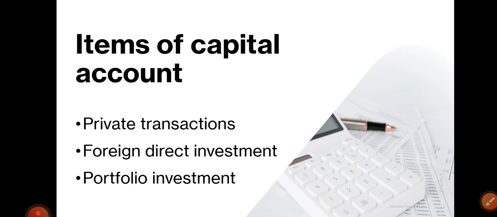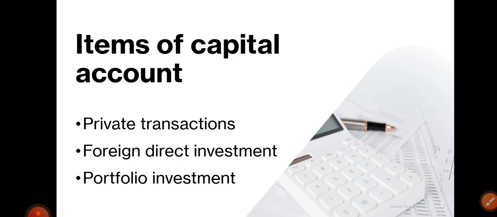Next, let us study the items of capital account. So what are the items included in capital account? First is private transactions. Private transactions means the things that affect the assets or liabilities of individuals, businesses or other non-governmental entities. Whatever transactions are made between individuals or between business entities come under private transactions.